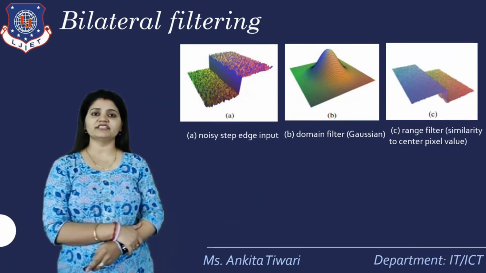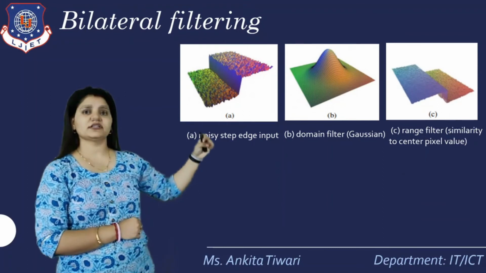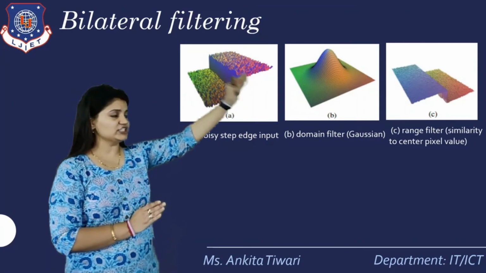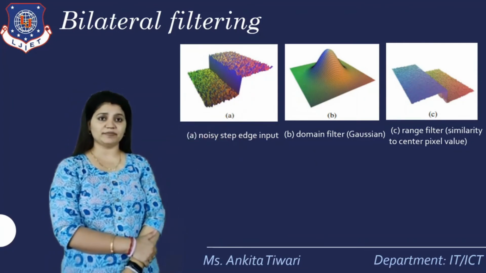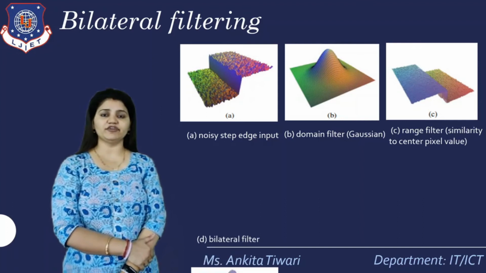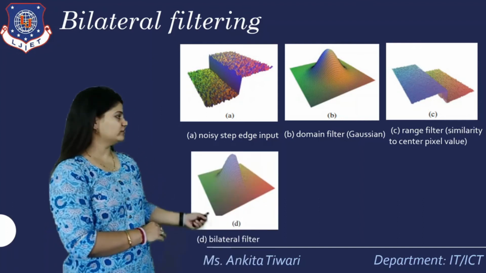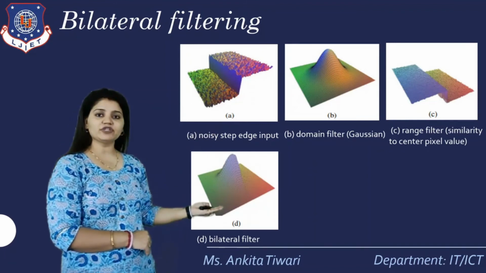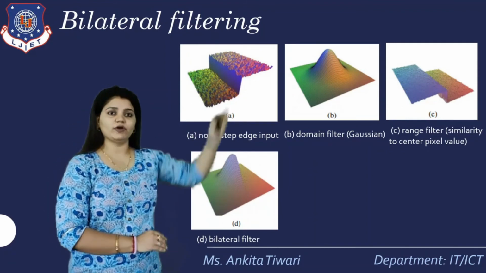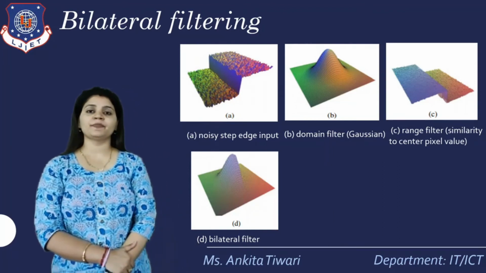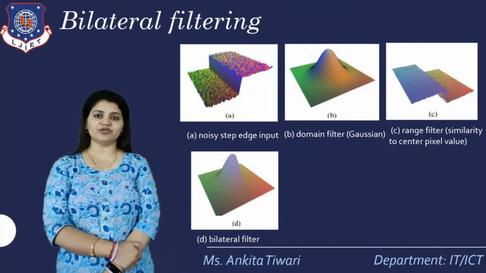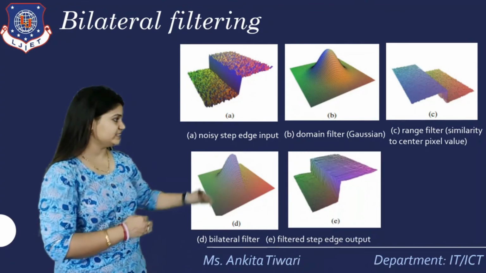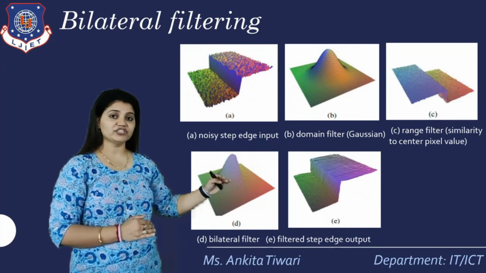Range filter, we can see the similarity. With respect to the filtering process, we see the domain filter that we are using, and with the range how it is applied, and how the similarity to the center pixel value takes place. So for the bilateral filter here, see how the two forms are coupled with respect to the noise, that is range filters and domain filters. So the bilateral filter is obtained, as you can see here, and also the filtered step edge output, and how it goes with the combination of different colors.